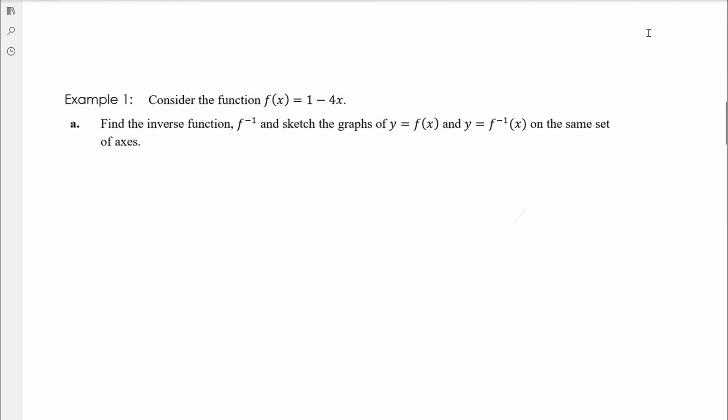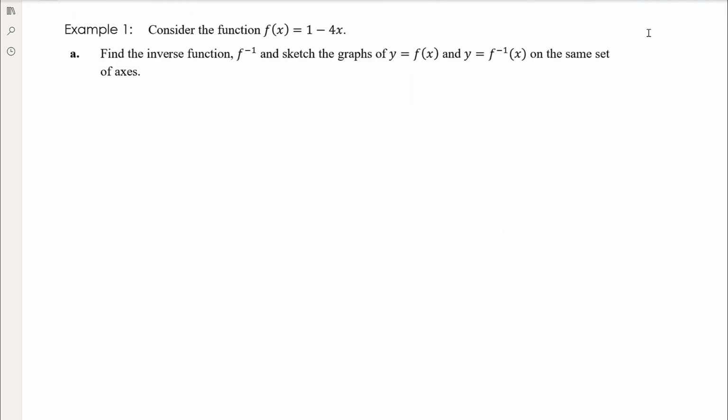Okay, let's work through some examples. So we've got the function f of x equals 1 minus 4x. It's a linear function, and all linear functions are one-to-one, so there's no issue there. Find the inverse function, f to the negative 1, and sketch the graphs of y equals f of x and y equals f to the negative 1 of x on the same set of axes.